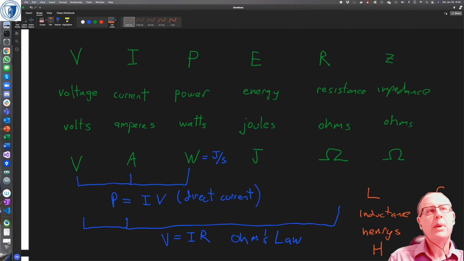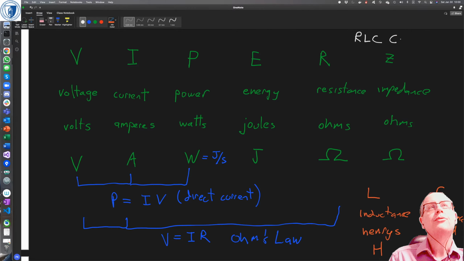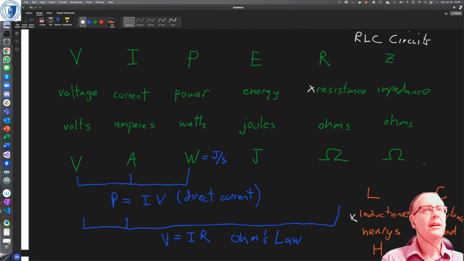You may see sometimes, certainly in the textbook, the phrase RLC circuits. RLC circuits mean resistor, inductor and capacitor circuits. So they've got all three sorts of devices in the circuit.